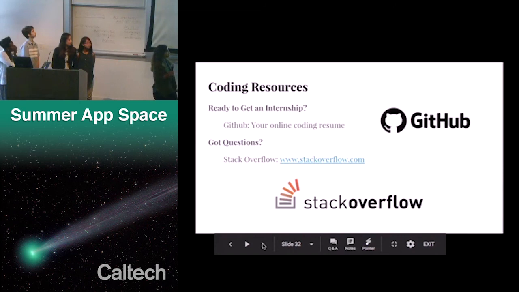And last but not least, GitHub is a really fantastic resource. As Dr. Corbett called it, it is your online coding resume. So if you're interested in getting an internship at some point, or maybe employment in coding, make sure you put all of the things that you work on on GitHub, and make sure it's as detailed as possible, because employers are looking at this. And if you are 16 years old, even younger, you can still contribute to GitHub. So definitely take a look at that.